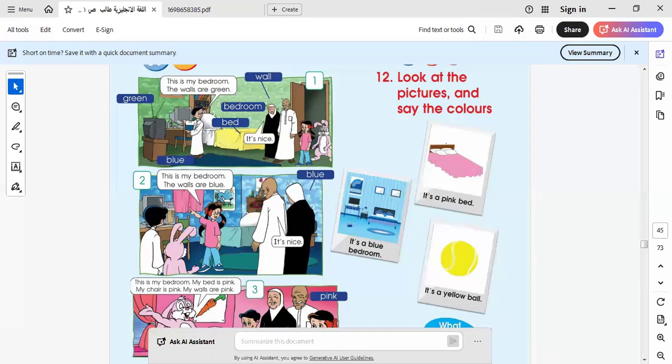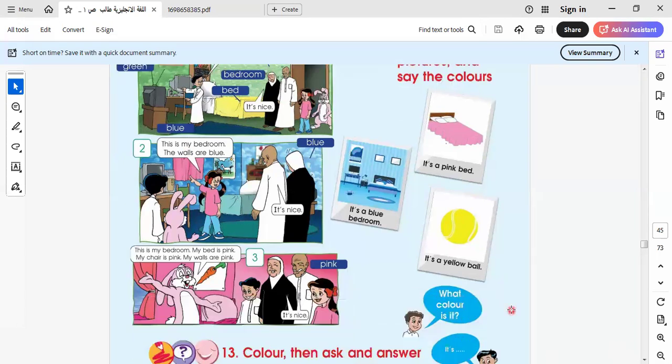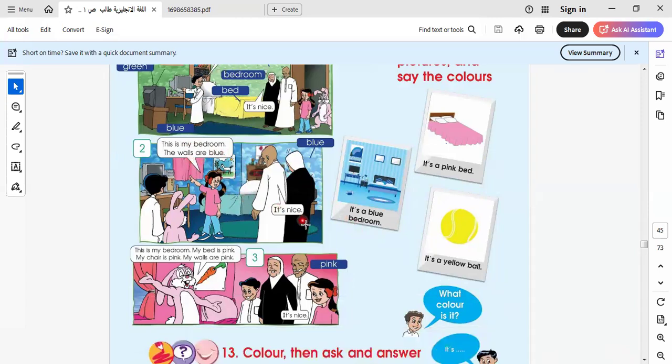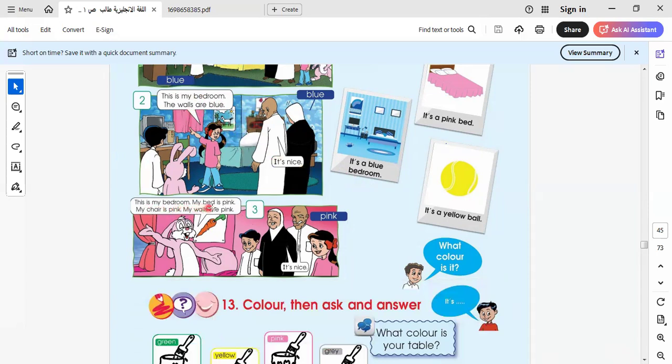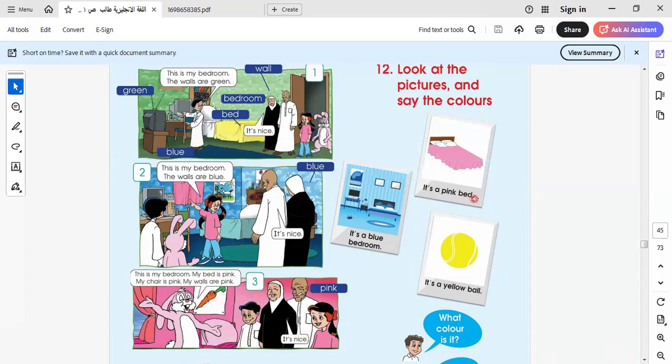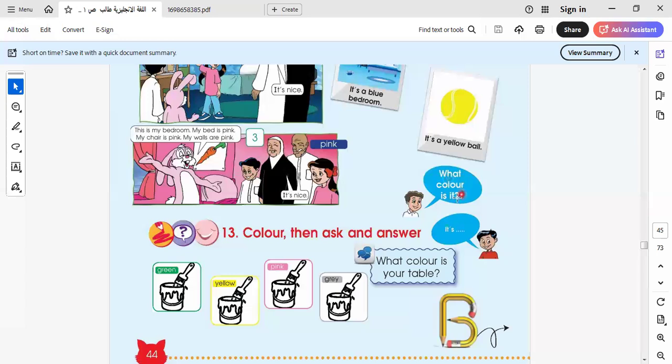Okay. Let's go to another one here. This is my bedroom. The walls are blue. It's nice. My bed is pink. So the covering of the bed is pink. My chair is pink. My walls are pink. So all the room is in pink color. So it's a pink bed. It's a blue bedroom. It's a yellow wall. What color is it?